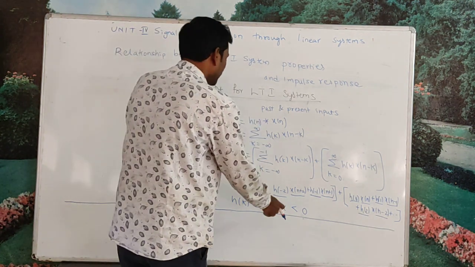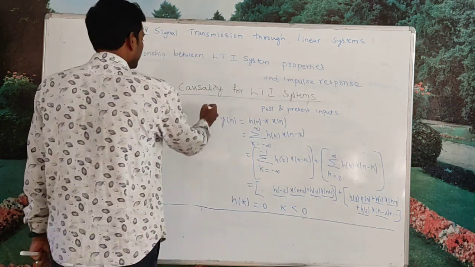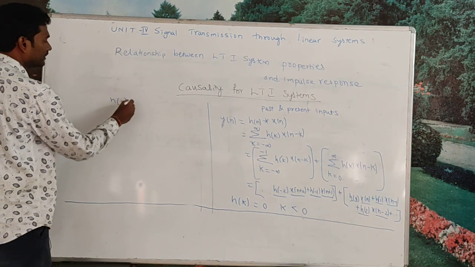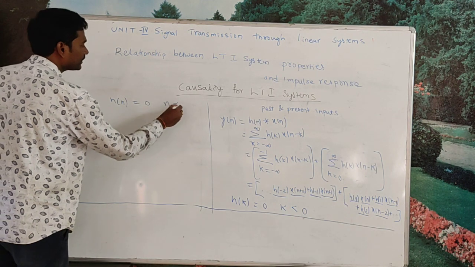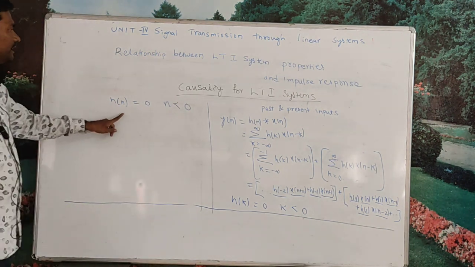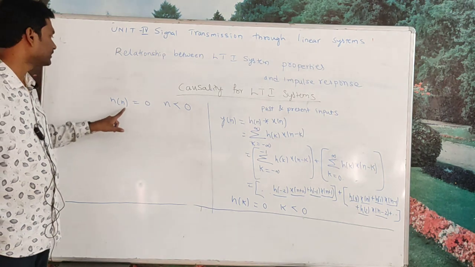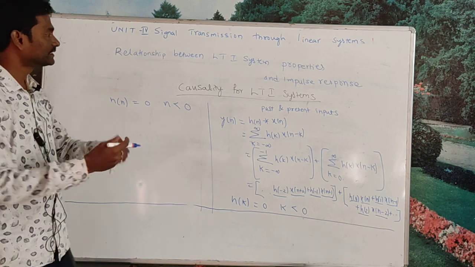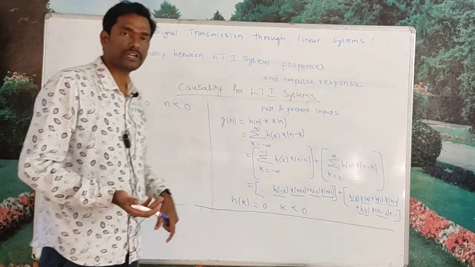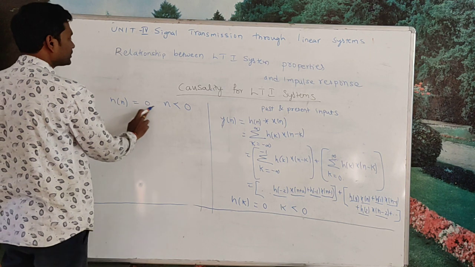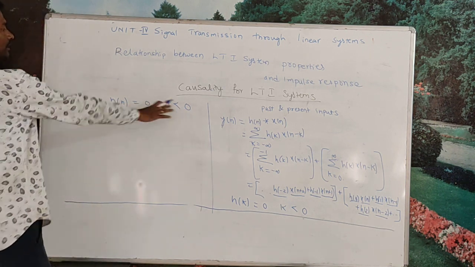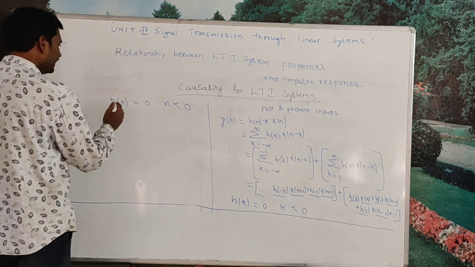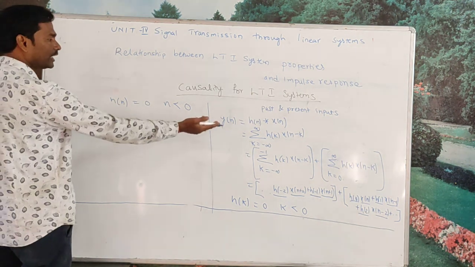Now I can rewrite the equation in terms of impulse response: h of n equals 0 for n less than 0. If any system's impulse response satisfies this equation, then we can say that the system is causal. So this is the condition: h of n equals 0 for n less than 0 is a causal system.